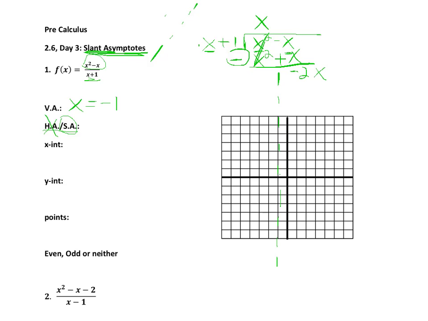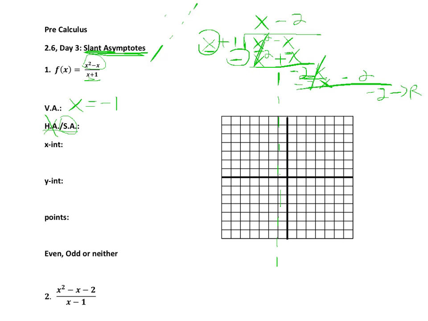And then I ask myself, how many times does x go into negative 2x? That's negative 2 times. Then I distribute this negative 2 with the x and the 1. Negative 2 times x is negative 2x, and negative 2 times 1 is negative 2. Then when I subtract, these cancel, and this gives me a remainder of negative 2.